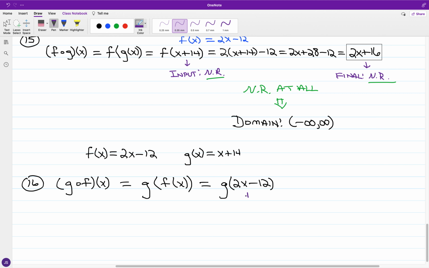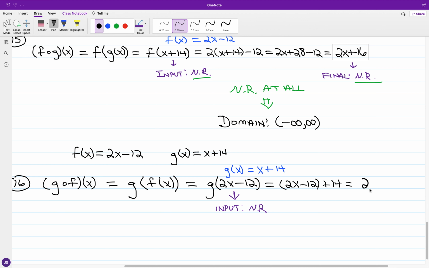Again, so you have that input. Again, you have just the linear statement, no fraction, no even root radical. So at this stage, x can be anything. So input has no restriction. And the follow through in terms of what to do with 2x minus 12, we go with what we have assigned for g to provide direction. So we have the input plus 14. The input, we have 2x minus 12, followed by the addition of 14.